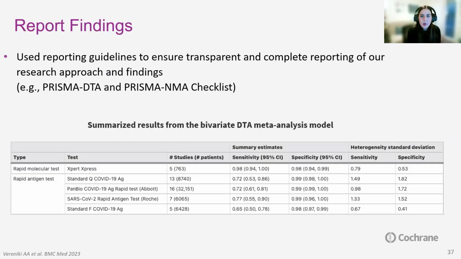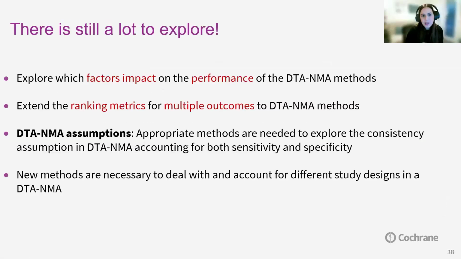So, overall, there is still a lot of space to explore and a lot of things to do. We aim to explore which factors impact the performance of the DTA-NMA methods. Currently, we need to extend the ranking metrics that are available for multiple outcomes to the DTA-NMA methods. There are already some options, but it could be better to have some metrics that capture the dependencies between sensitivities and specificities and provide a relative hierarchy of the index tests included in a network.